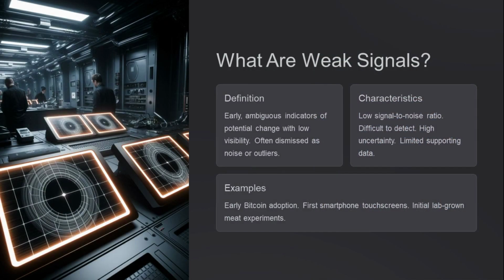So, what exactly are weak signals? They're early indicators of change. Usually scattered, subtle, and easy to overlook, weak signals are often dismissed as irrelevant or odd. But to trained eyes, they can hint at future disruption. Think back to when Bitcoin was just a fringe idea, or when the first smartphones added touch screens. Those were weak signals of massive transformations to come.